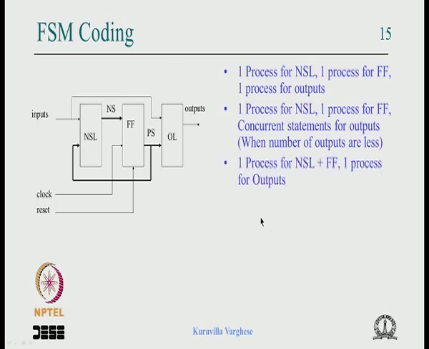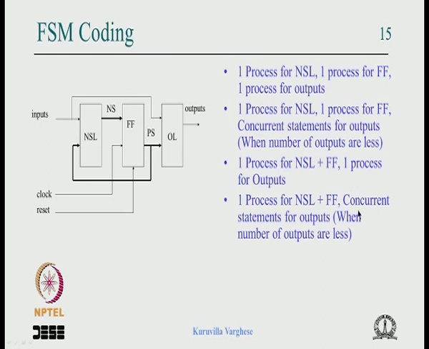There is a third way of that. We know that registers with the preceding logic can be written in a single process. So we can write one process for this flip flop and the next state logic, and one process for output, and that again brings this issue up. If the number of outputs is less, same one process for next state logic and flip flop, but you can write a concurrent statement for output. So these are the 4 different ways you can code by looking at this picture.